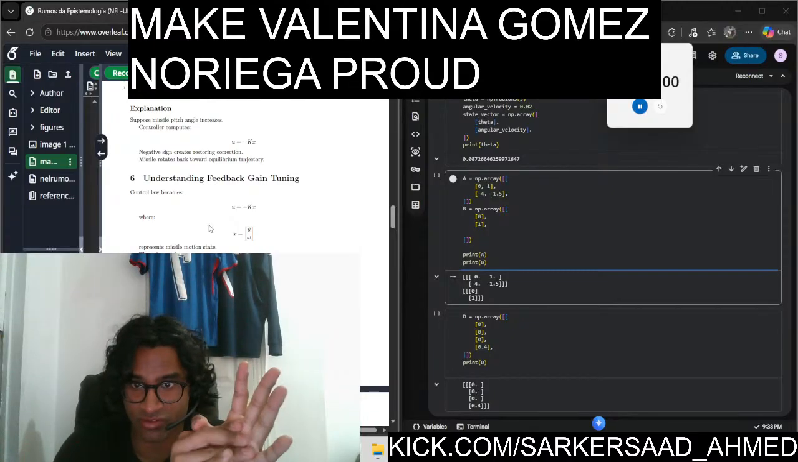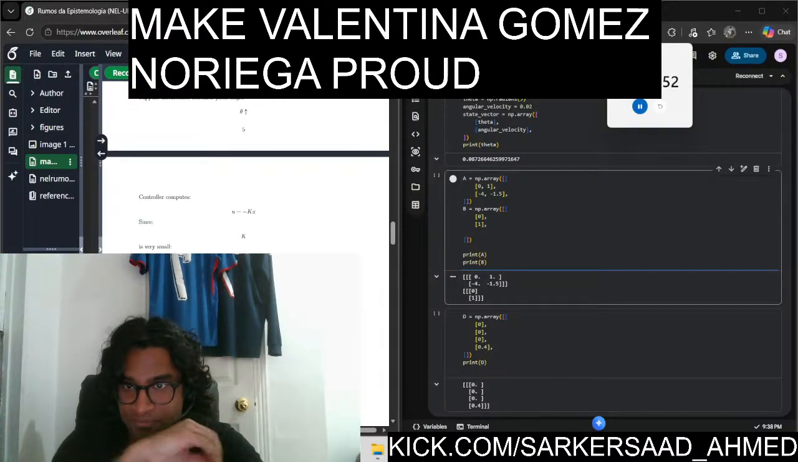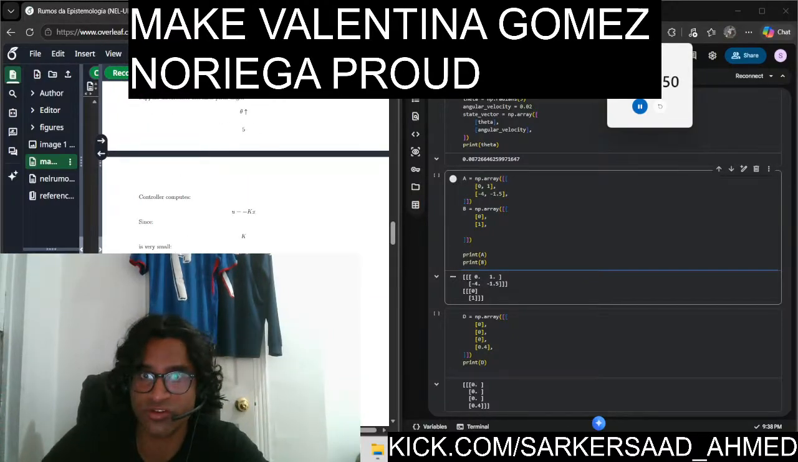state. And the gain matrix is k, which determines the correction strength. So if the gain is too small, suppose 0.1 and 0.005, and suppose the disturbance increases the pitch angle. The controller will compute U is equal to minus kx, and since k is very small, U would almost not change at all, which means the correction will be very weak.